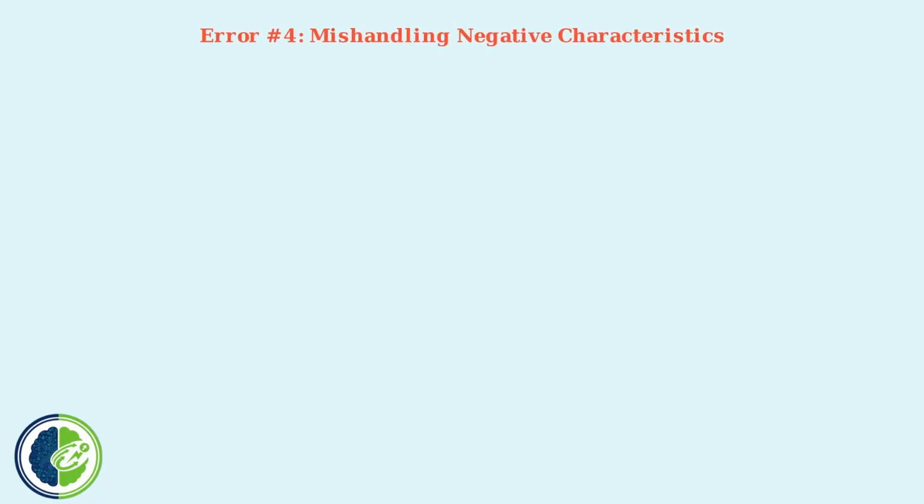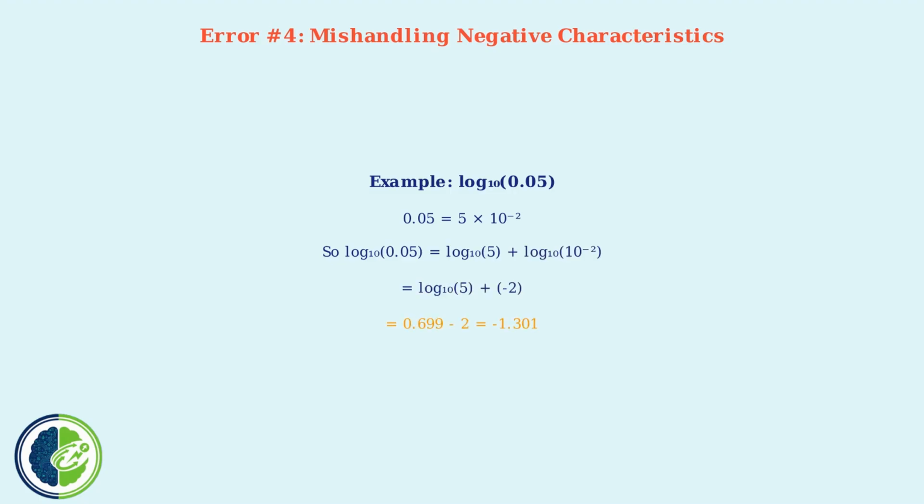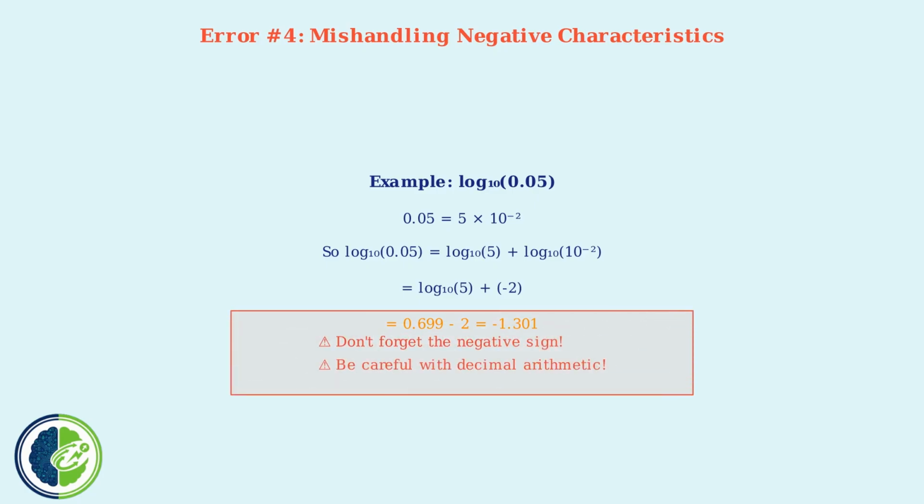The fourth major error involves handling negative characteristics incorrectly. When working with logarithms of numbers less than 1, the characteristic becomes negative, and this confuses many students. The key is to remember that when the number is less than 1, the characteristic will be negative. Don't forget the negative sign, and be careful with your arithmetic when combining the characteristic and mantissa.